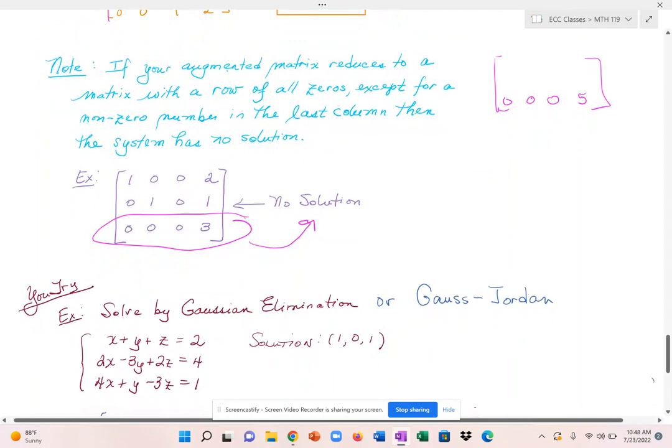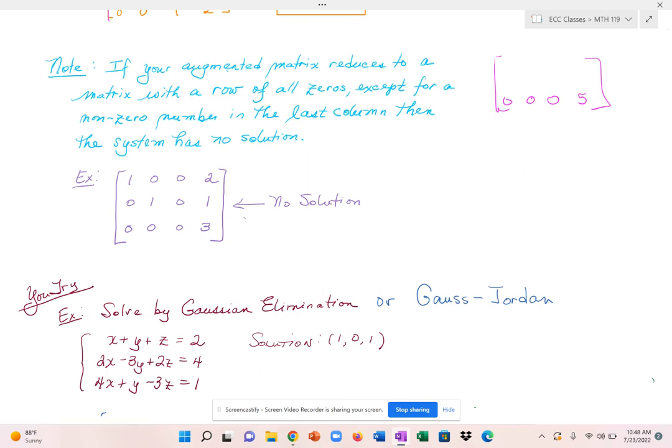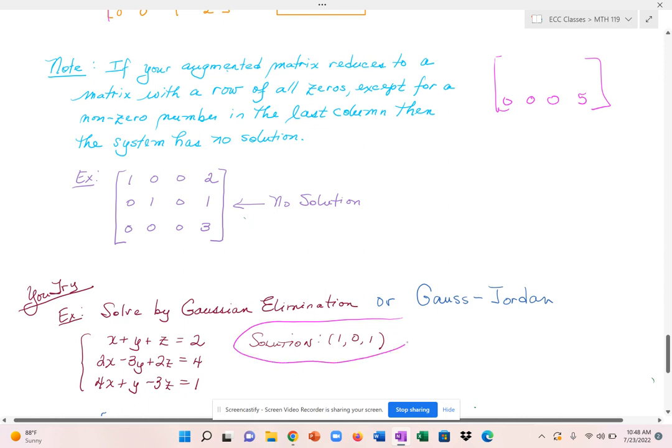All right, so here's one for you to try. You can solve it by either Gaussian elimination or the Gauss-Jordan method. Your solution is 1, 0, 1, so I would like for you to give it a try and see if you can come up with that same answer using either one of these methods.